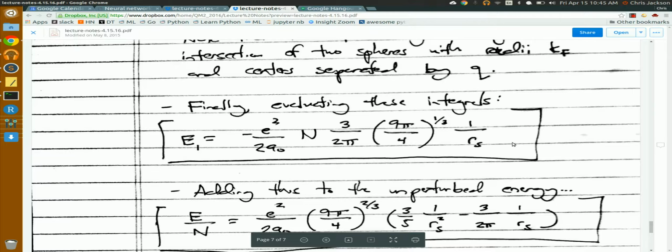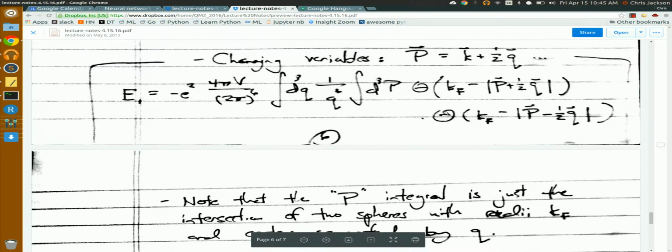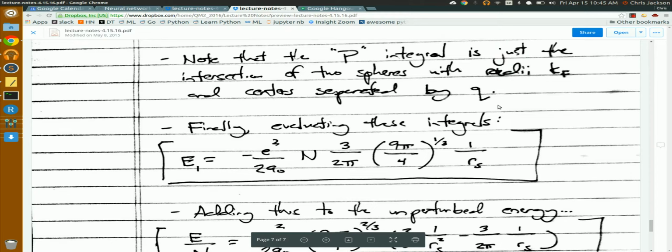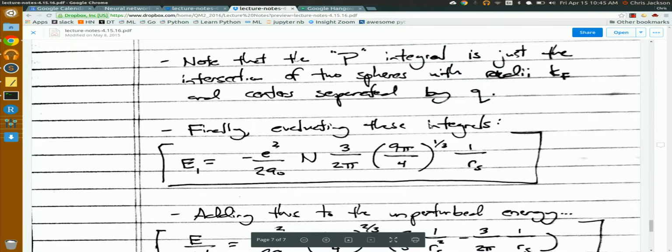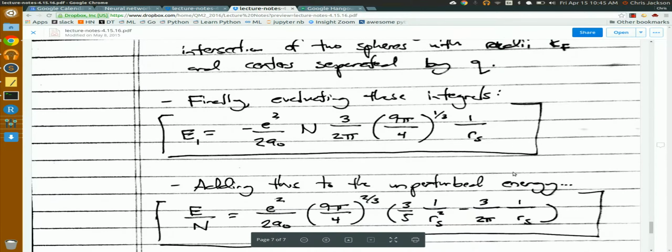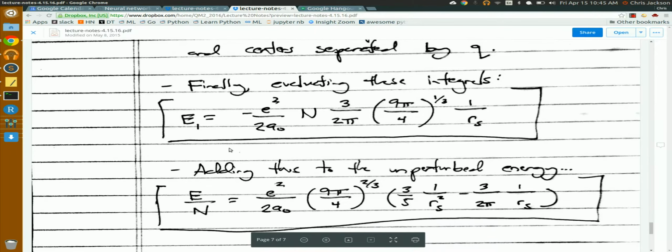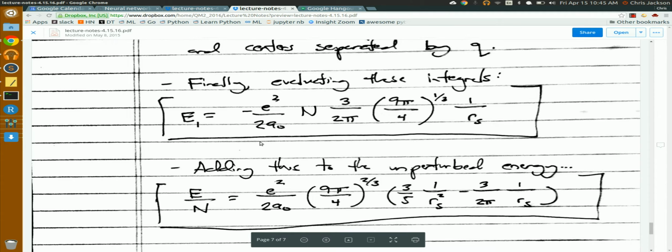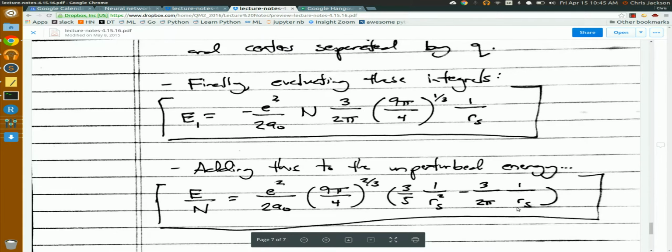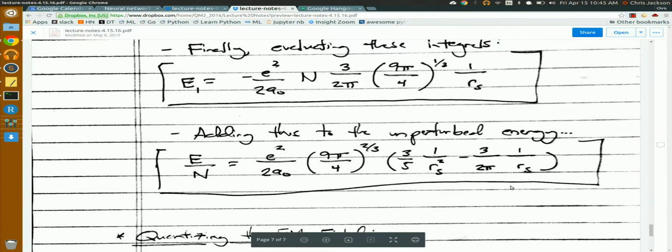Anyway, like I said, you can do these integrals now because you have these step functions, and what you get for the first order energy shift looks something like this. This is after some algebra, obviously. Now I can add it to our unperturbed energy, which goes like 1 over rs squared. Here I have 1 over rs. Remember, rs is dimensionless, so it doesn't matter that one's squared and one's linear.